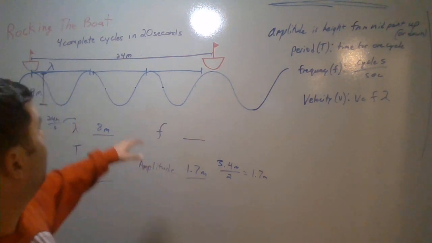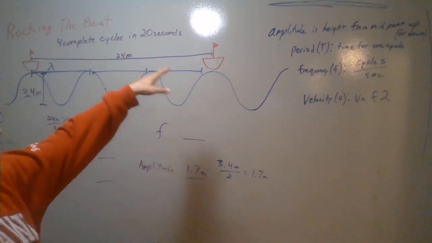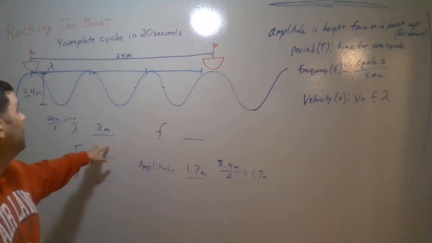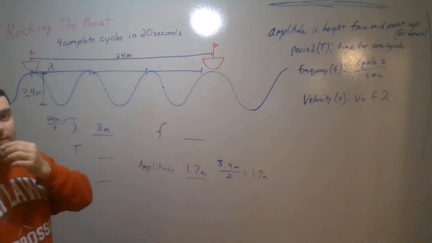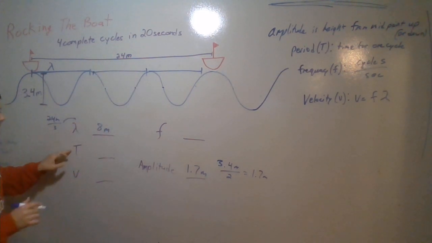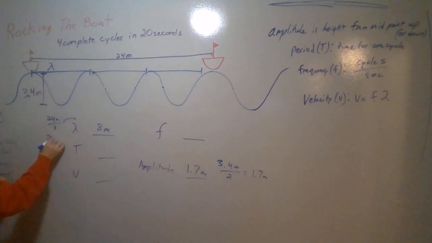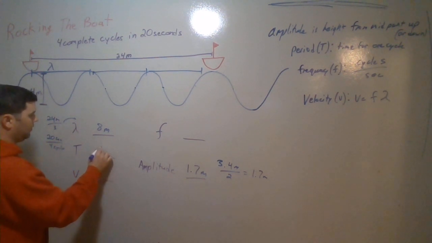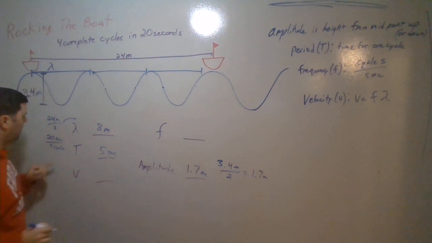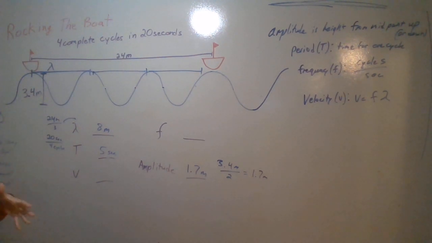Next piece of information given, how many complete cycles, how many seconds. That's how we're going to get period. So 4 complete cycles is what we have. 20 seconds is how long that takes. So for period, we're going to take 20 seconds for 4 cycles. And that's going to be 5 seconds per cycle. That's 5 seconds per wave.